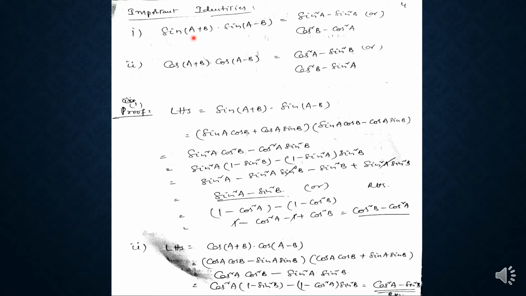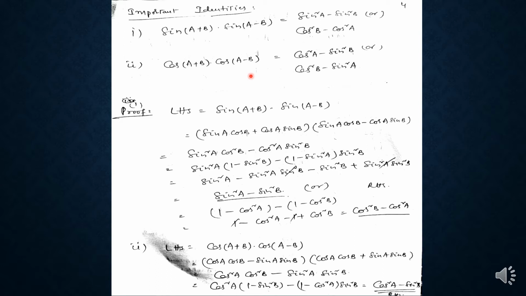So sin of a plus b into sin of a minus b is equal to sin square a minus sin square b, or cos square b minus cos square a. And cos of a plus b into cos of a minus b is cos square a minus sin square b, or cos square b minus sin square a. So these compound angles we have discussed the formulas.